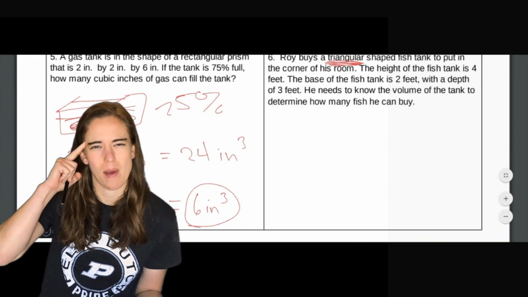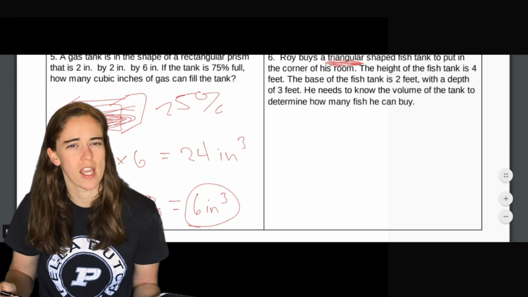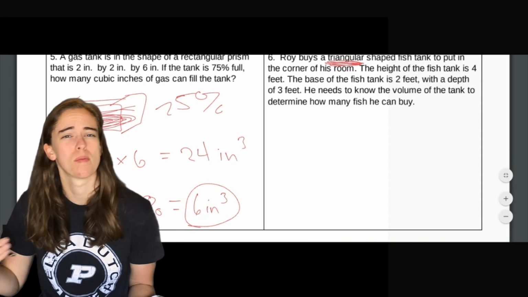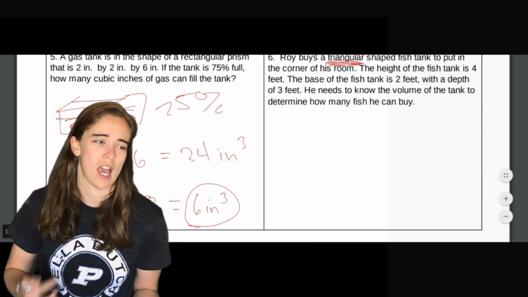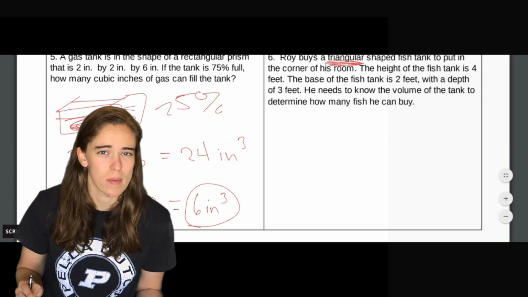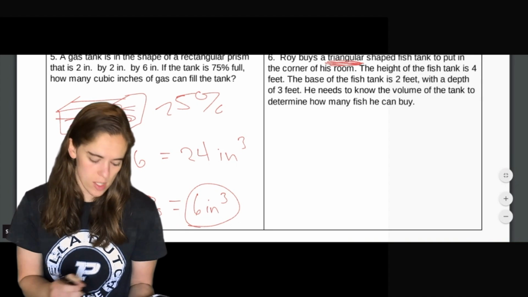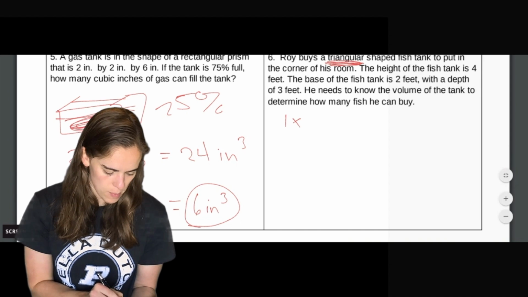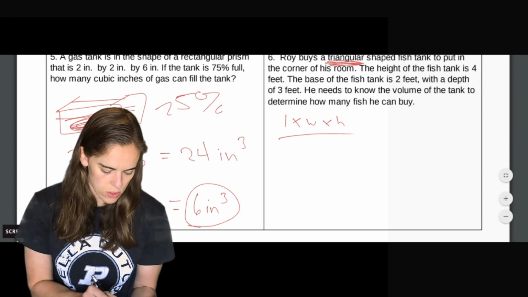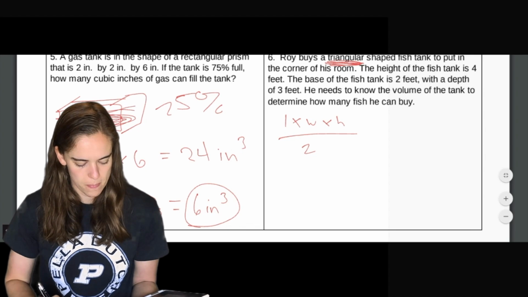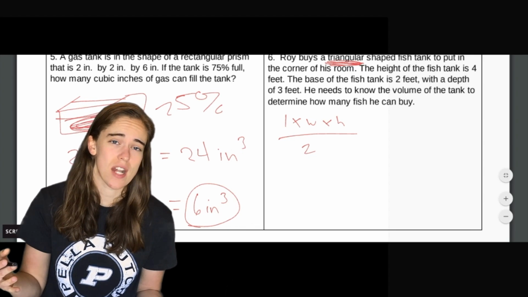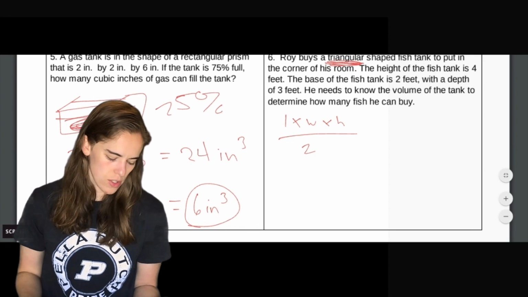And so now we need to think about, does it make more sense to have a triangular pyramid or a triangular prism as a fish tank? Okay, I don't know about you, but I've never seen any pyramid shaped fish tank, so I'm going to go with that prism. So if I'm using a prism, I can use that equation of length times width times height, but since it's triangles, I divide by 2. So for this one, you can sketch it out if you need to see the visual. I'm just going to use this equation.